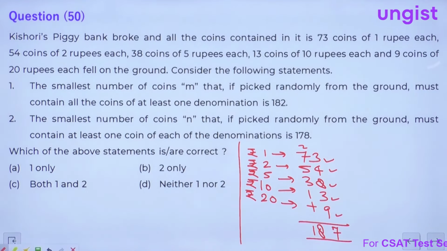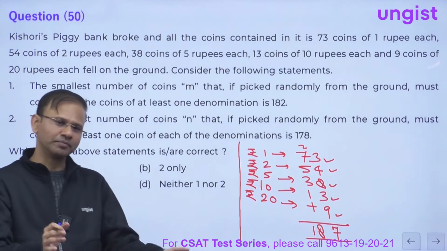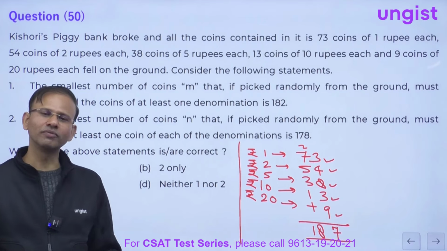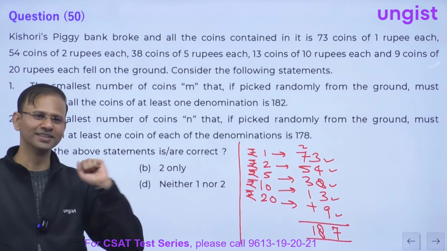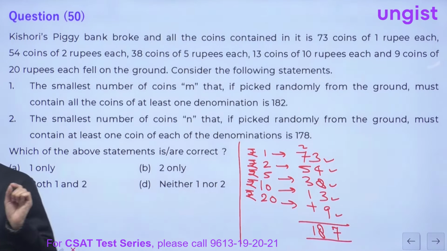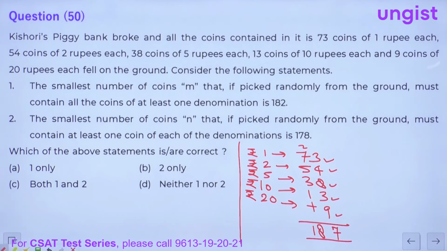Now, the question is what? Kishori's piggy bank broke and all the coins contained in it fell on the ground. Okay? Consider the following statements. Obviously, agar aapka piggy bank gir jaye aur toot jaye, to coins sare fell jayenge. Obviously, you will be collecting the coins, right? So the first statement is, the smallest number of coins that if picked randomly from the ground must contain all the coins of at least one denomination.